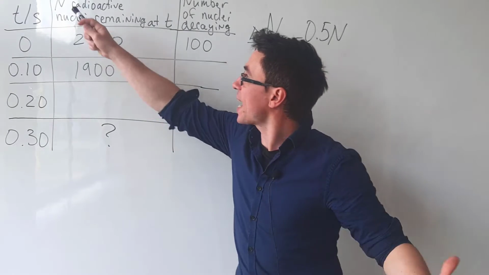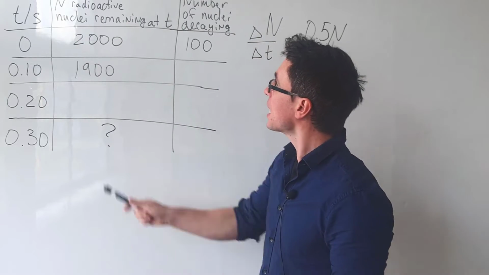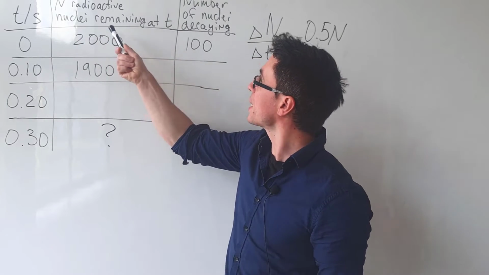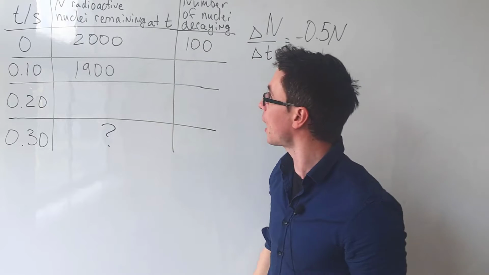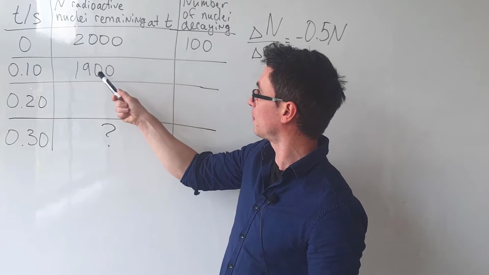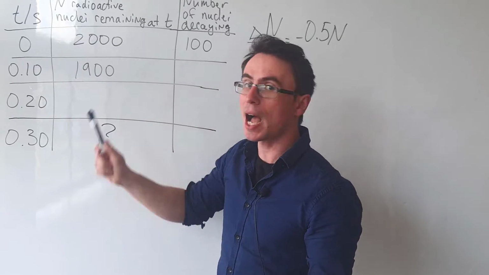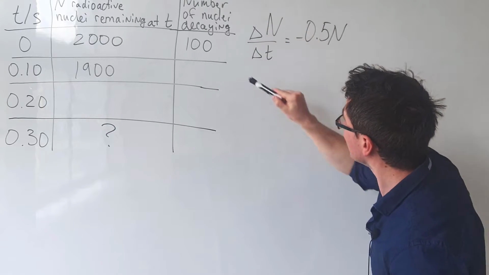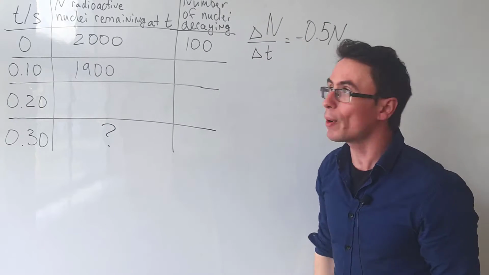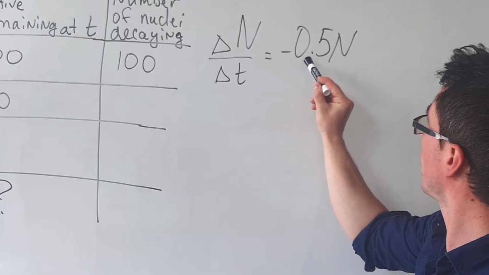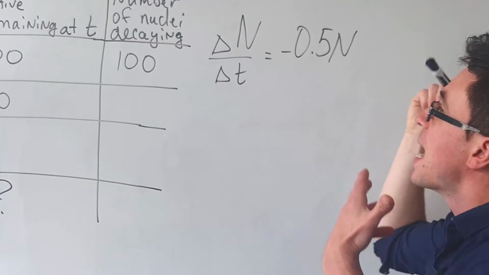We have a table here of the time t and the number of radioactive nuclei that are remaining at that time. For instance, we start with 2000 and some of them decay, and we have 1900. We're modeling this with the equation delta n over delta t is equal to minus 0.5 times n.